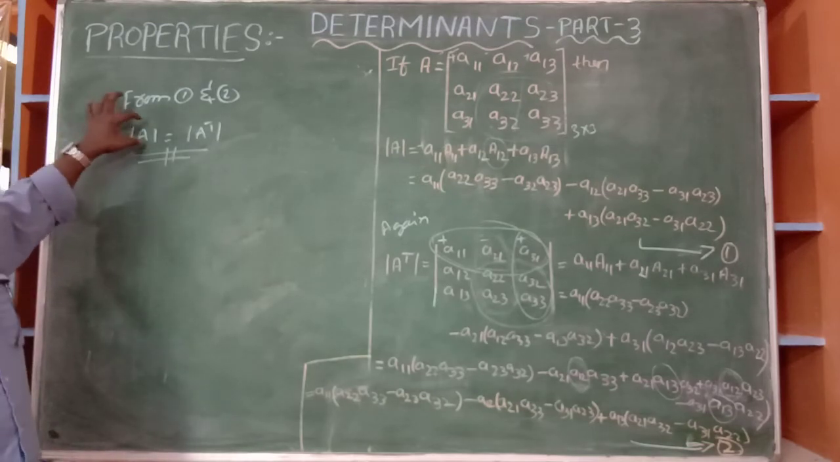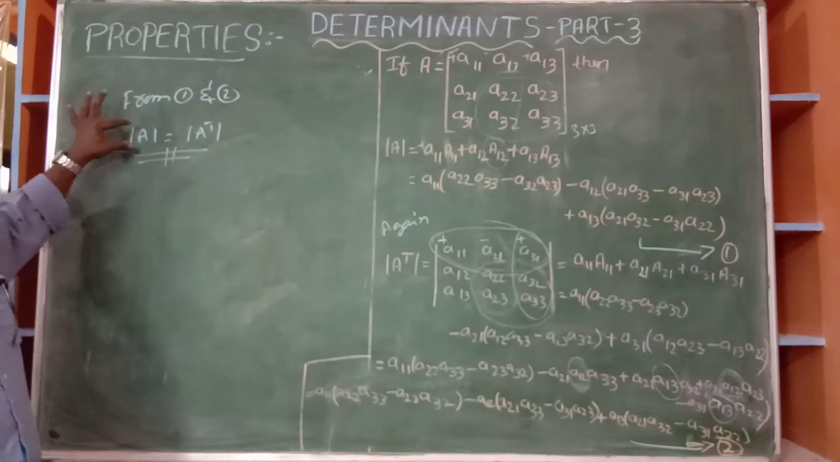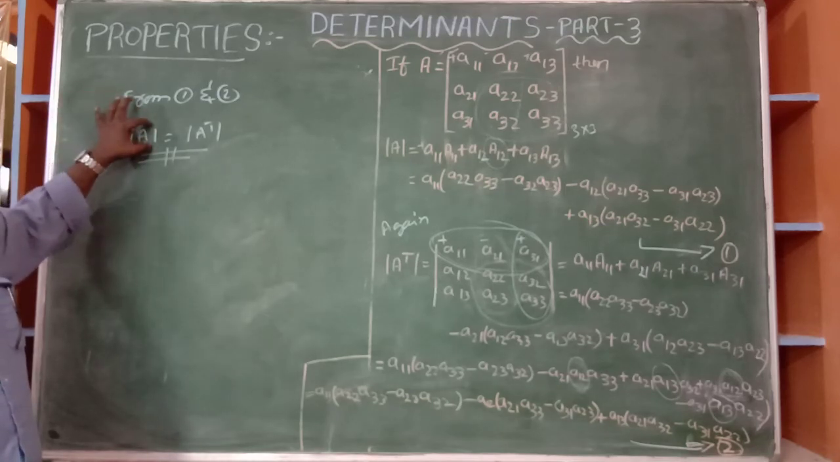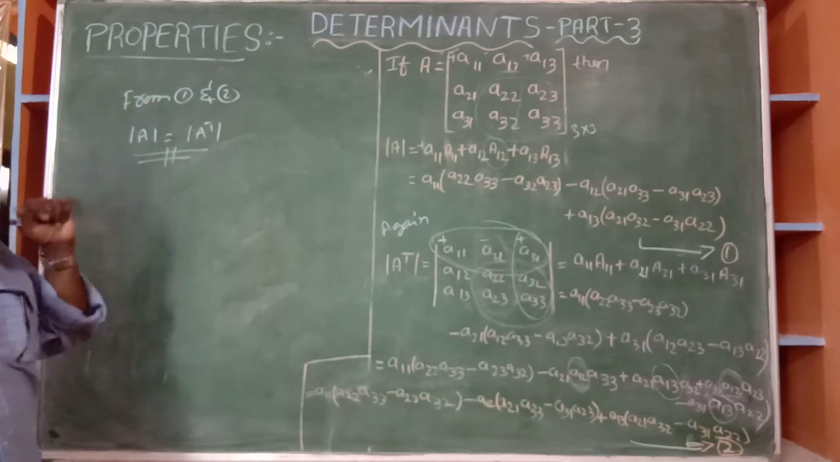Whatever the matrix A may be, 2 by 2 or 3 by 3, it must be a square matrix. Then the determinant of that square matrix is nothing but the determinant of its transpose.